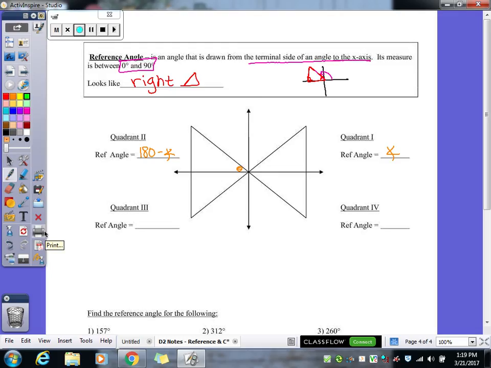If we are in quadrant 3, you would take your angle and subtract 180 from it. And again, that gives us our little angle there in the corner. And then quadrant 4 would be 360 minus your angle. That gives us our little angle up here. Of course the rules are a little bit different with our negative angles, but we'll get to those in a second. Let's practice some positive ones first.